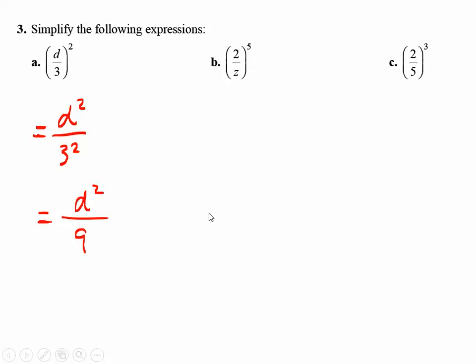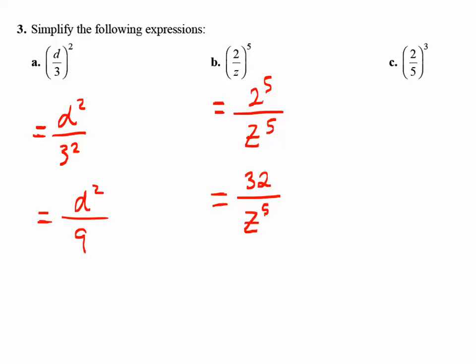The other part here, to the 5th, how about z to the 5th, and then simplifying the top, 2 times 2 times 2 times 2 times 2, 32. And z to the 5th, and again for c, that 3 goes to the 2, the 3 also goes to the 5, and at that point we are simplifying each of those. So 2 times 2 times 2 is 8, 5 times 5 times 5 would be 125.